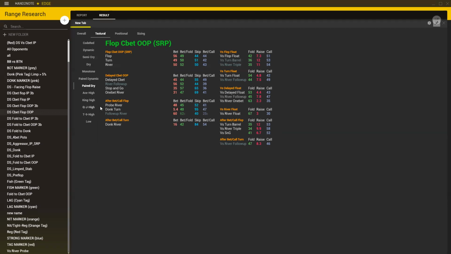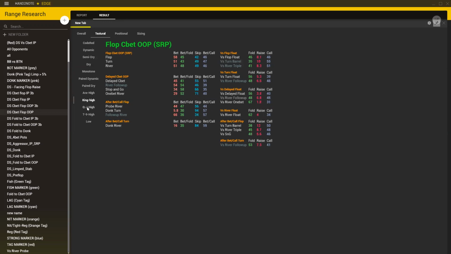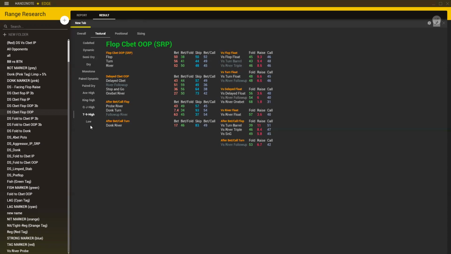Certain types of very bad textures, you might prefer to go for the delayed, but you can see these numbers are still fairly high. Ace high, 45 fold to float bets. That's 1% below average. 46 on king high, so that's average. Queen jack high, average. 10-9 high, slightly below average, and low, slightly above average for the low board textures. There doesn't appear to be a big difference there.